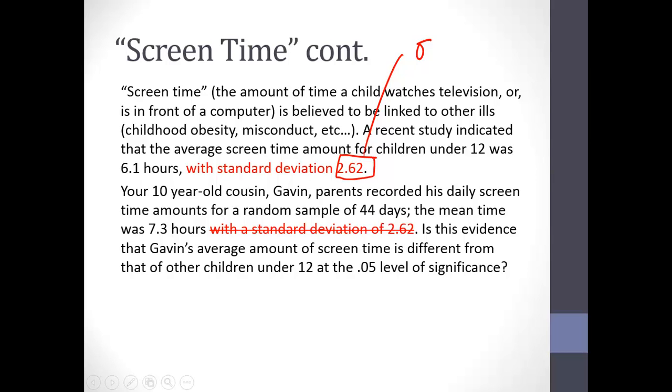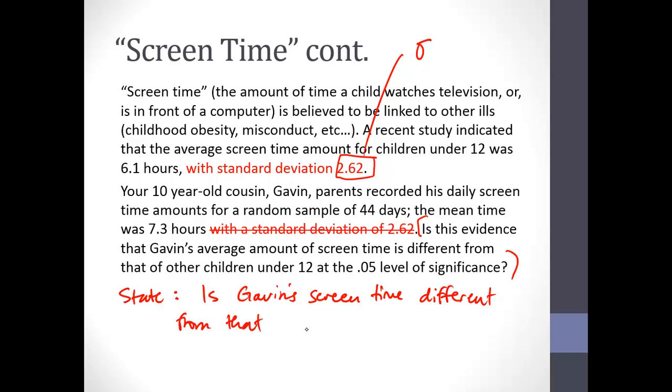So again, we're going to start out going very, very slowly through this using our 4-step process. We're going to state the problem that we're interested in, plan what we want to do, solve, and then make our conclusions. So our first step is to state the problem, and it's just using the question that we have here. The question that we're interested in is: is his screen time different from that of other children under 12? That's kind of obvious from the end of the example, but we're just interested in seeing whether it is different than other children under the age of 12.